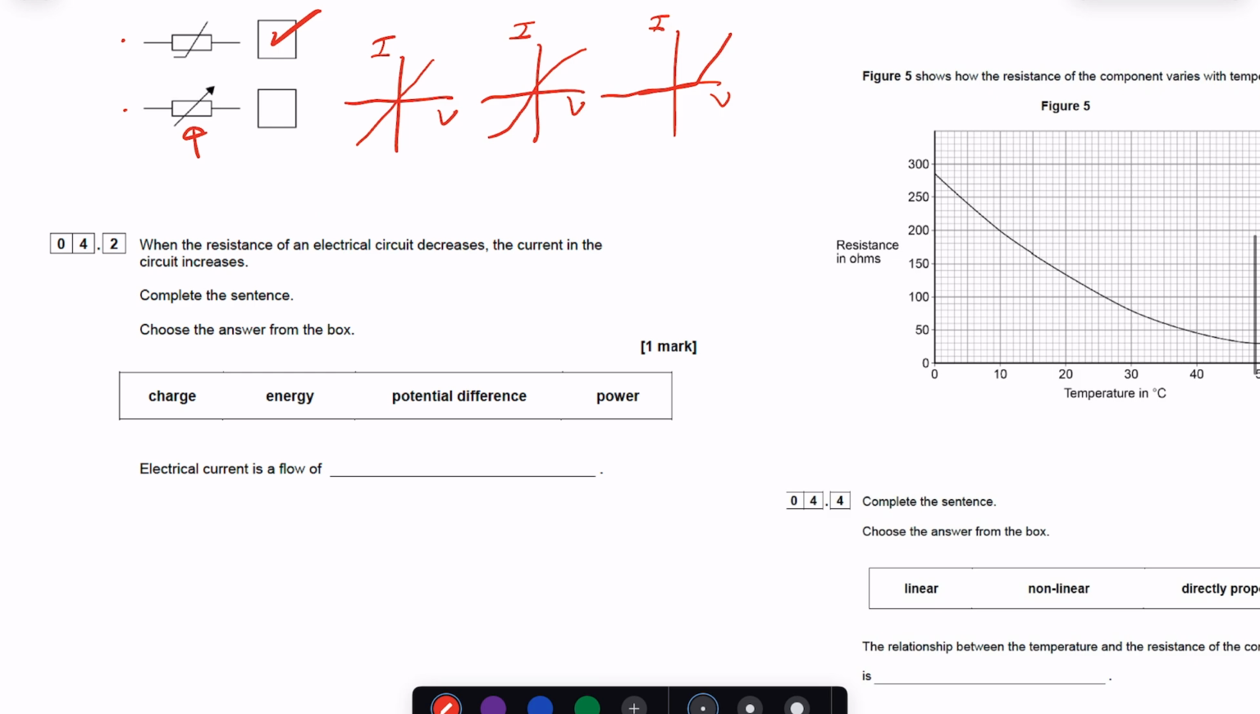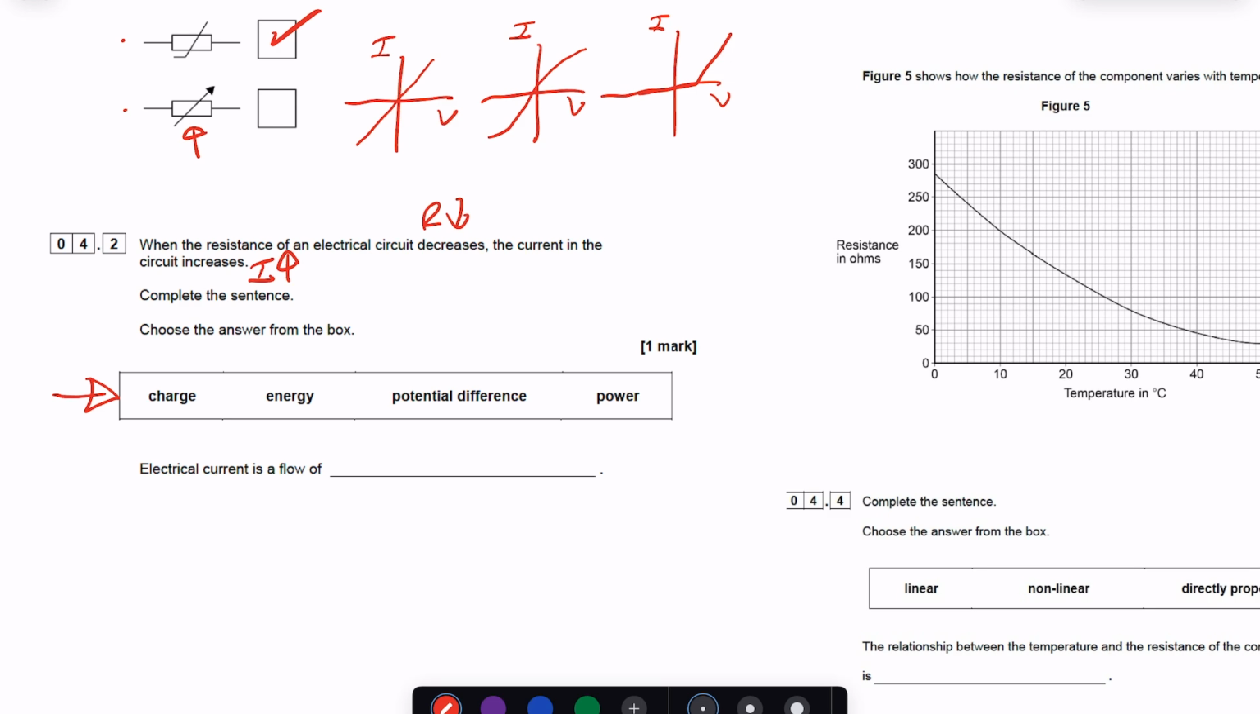Okay. Question 4.2, when the resistance of an electrical circuit decreases, so when the resistance goes down, the current increases. So I goes up. Remember, the symbol for current is I. Complete the sentence. Choose the answer from the box. So again, choose one of these 4. Don't make up your own.